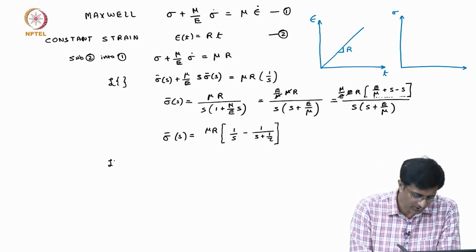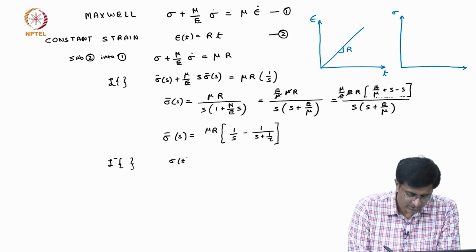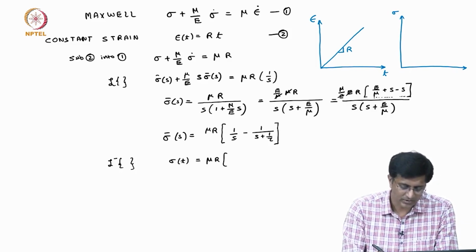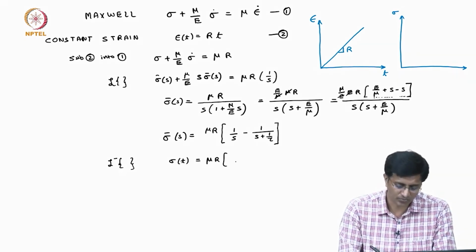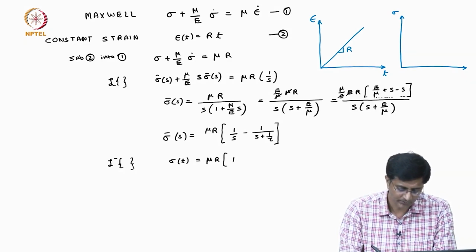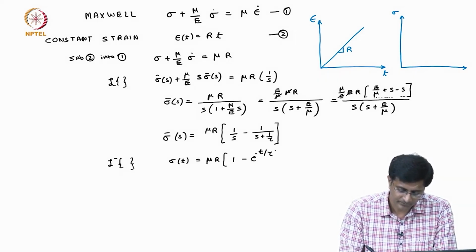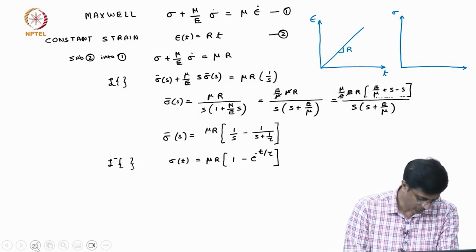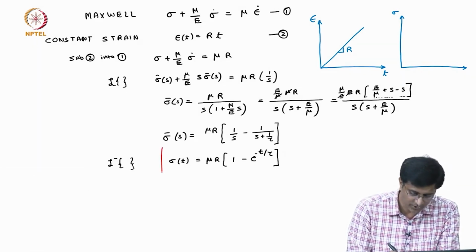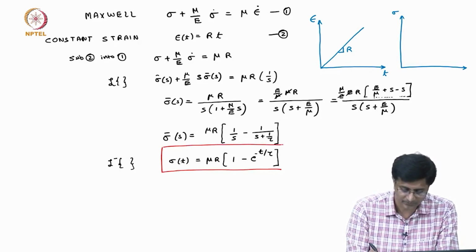Now, once we apply the inverse Laplace transform, we get stress in the time domain as mu r times the inverse Laplace of 1 by s, which is simply 1, minus the inverse Laplace transform of 1 by s plus a, which is simply e power minus t by tau. So, this should give the final response for constant strain load for a Maxwell model.